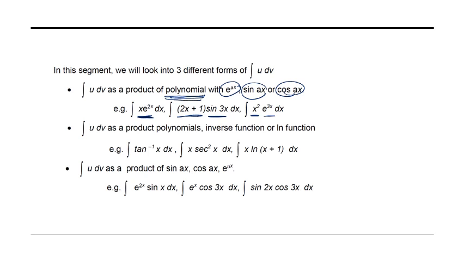Alright, next. The second form is integration of u dv as a product of a polynomial with an inverse function or ln function. For example, tangent inverse. Whenever there is an inverse, we will solve it using integration by parts. Or we have polynomial and secant, or polynomial with ln. Next, we have the product of sin, cos and exponent: exponent with sin, exponent with cos, sin with cos.